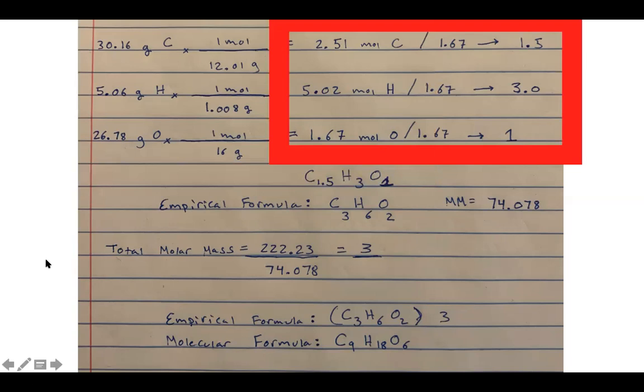The step after that is to divide all of them by the least number of moles, right? So we have about 2.5 moles of carbon, 5 moles of hydrogen, and only 1.67 moles of oxygen. So 1.67 is the smallest number of moles out of those three. And so we're going to divide all of our numbers by 1.67, right? So 2.5 moles of carbon divided by 1.67 gives us about 1.5. 5 moles of hydrogen divided by 1.67 gives us 3. And then 1.67 divided by itself gives us 1.